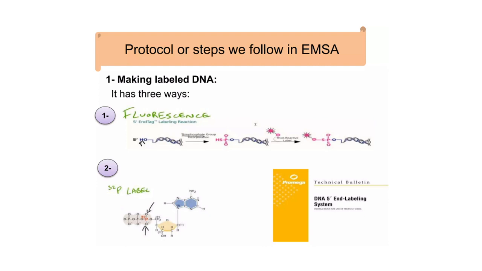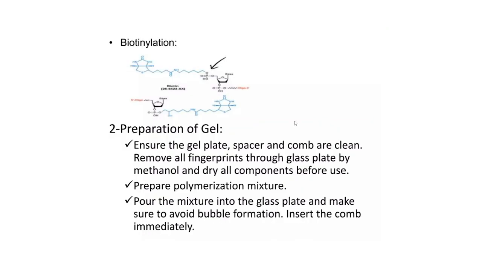The first one is the 5' OH labeling. The second one is that you are labeling it with a 32P label. In that way also you are labeling your DNA molecule. And the third is about biotinylation. You're biotinylating your DNA.